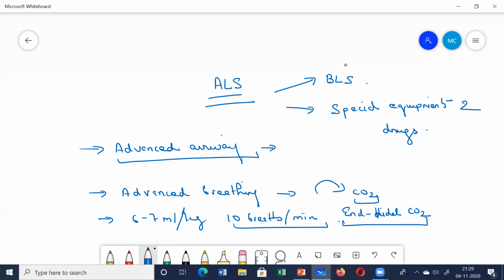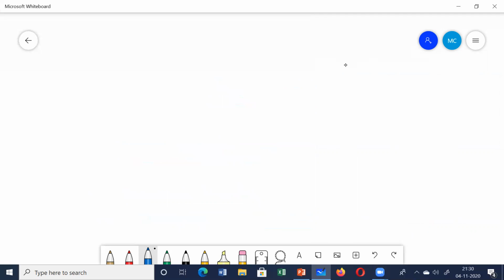So this is important. Next, we go for the high quality CPR. First I talked about the advanced airway and advanced breathing, and then in the ALS, we shall talk about the high quality CPR. The basic things are the same here also: chest compression is given at the rate of 100 to 120 compressions per minute, at a depth of 5 to 6 centimeters. Allow the chest wall to recoil in between the compressions, and try to minimize interruptions between the chest compressions. And if there are two persons, at least rotate after every 2 minutes.